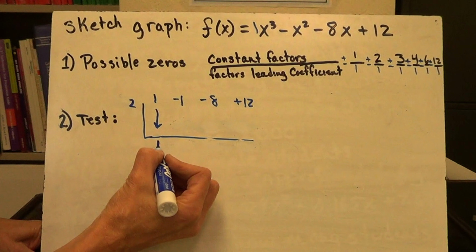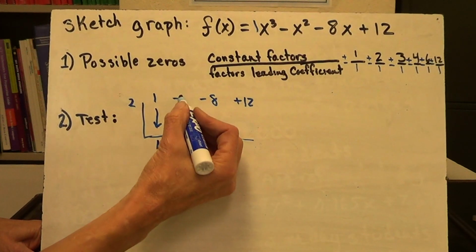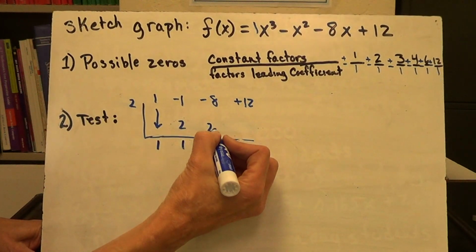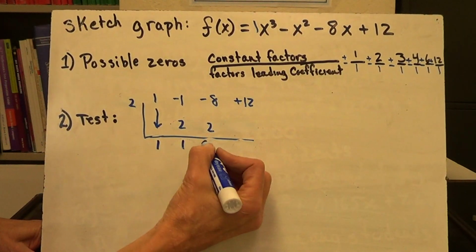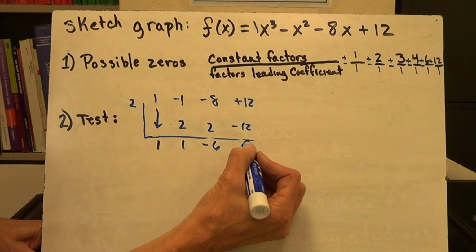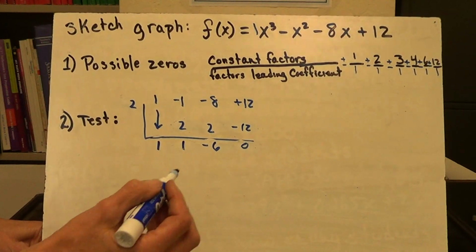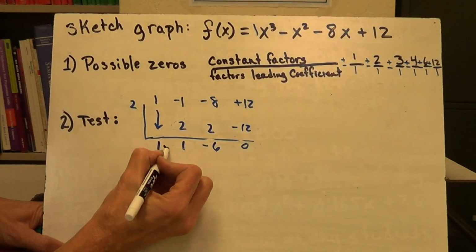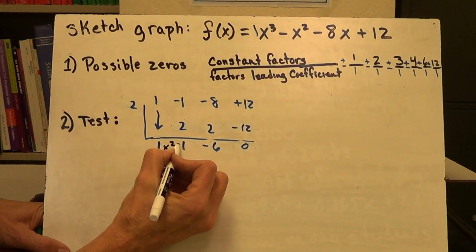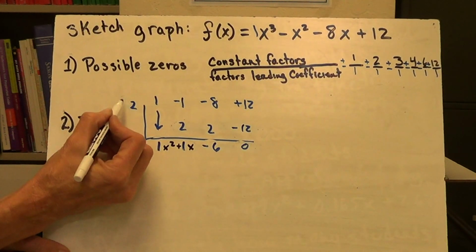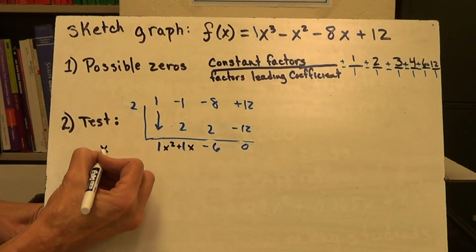Drop the 1. 1 times 2 is 2. 2 and negative 1 is 1. 1 times 2 is 2. Negative 8 and positive 2 is negative 6. 2 times negative 6 is negative 12. That is a factor. So I can now stop having to do synthetic, because I can fill in, I know this is an x squared plus x minus 6. I know this being a positive 2 there means that it's x minus 2.